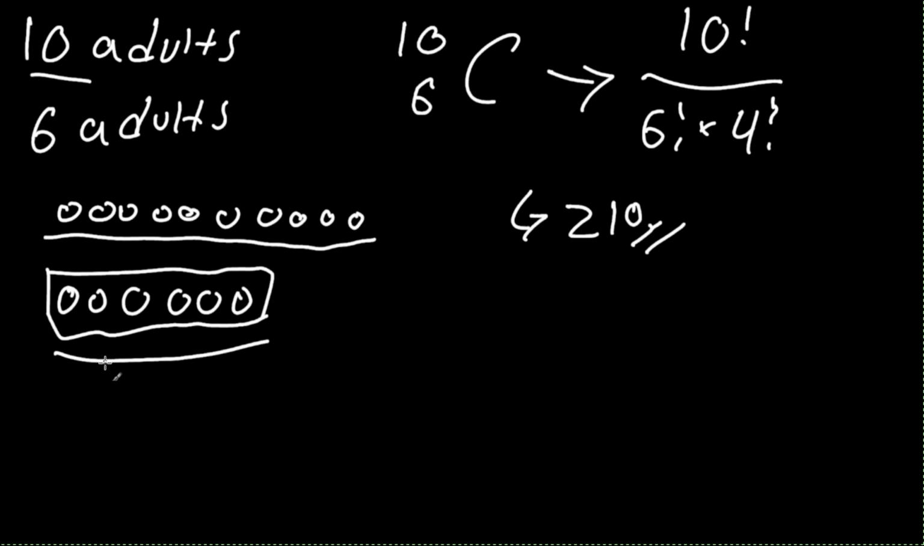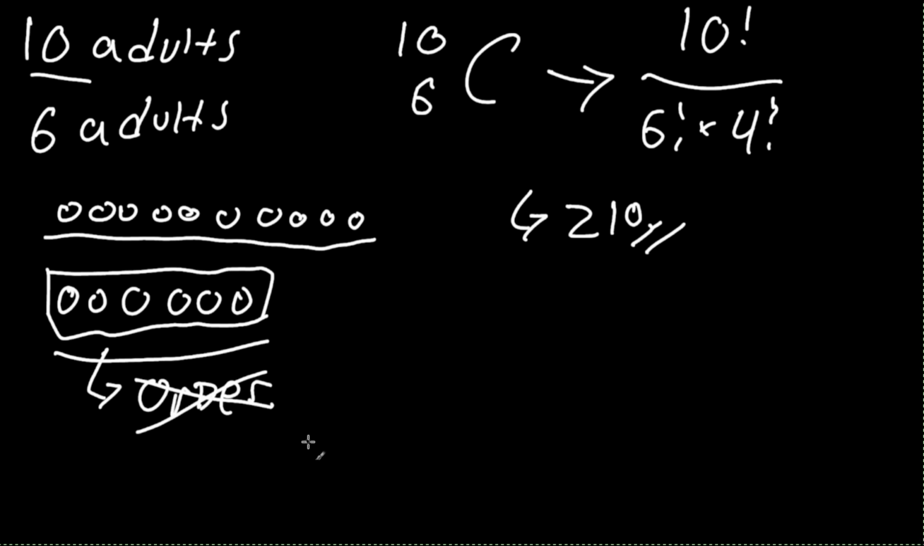I say group because in this kind of formation, the order of the adults in question doesn't matter. If it matters, we'll have to use a different function called the permutation function, which will be in an upcoming video. But anyway, there are 210 ways to choose 6 adults.